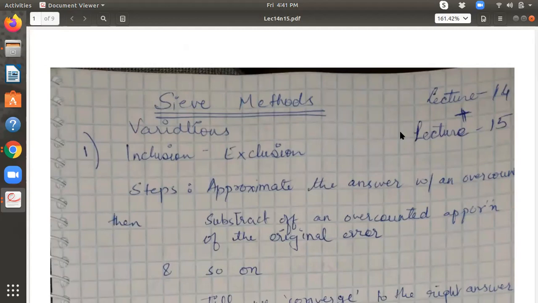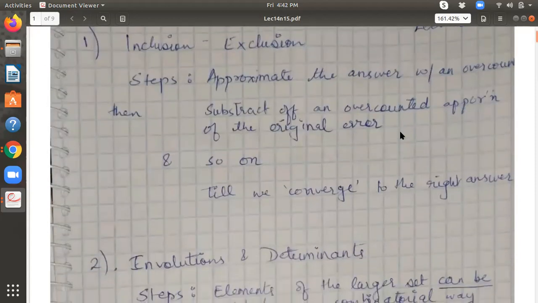So here in this chapter, we are going to see two variants of the sieving method. One is inclusion-exclusion, where you start with an overcount and then keep subtracting the overcount approximation to reach a better answer. Then you think that there is an error, so you add something to get a better answer, and so on till you have converged to the correct answer.